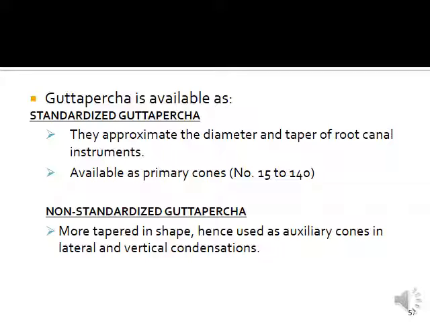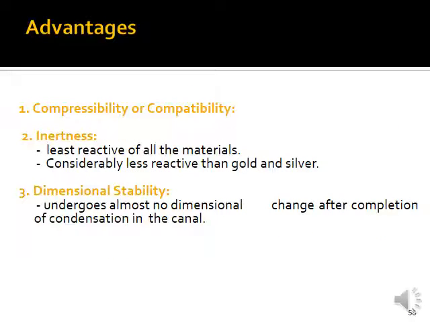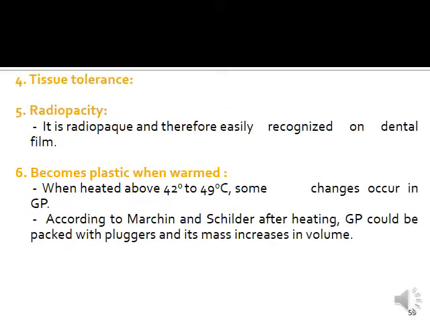Non-standardized gutta percha is used in lateral and vertical condensation. Incompressibility. Inertness: least reactive of all metals, conceptually less reactive than gold and silver, dimensionally stable. It is radiopaque, becomes plastic when warm, when heated above 40 to 42 to 49 degrees Celsius.